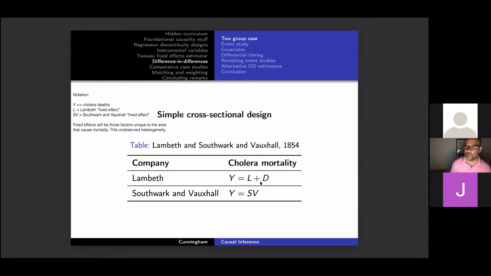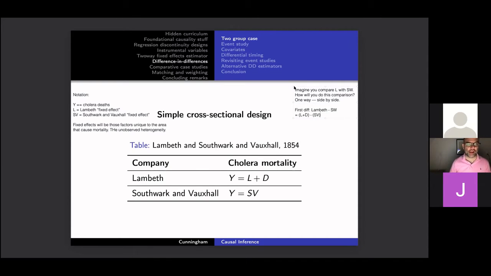Now let's imagine you compare Lambeth with Suffolk and Vauxhall. How will you do this comparison? One way, side by side. Lambeth minus Suffolk and Vauxhall. Call it a first difference. That would be L plus D minus SV.